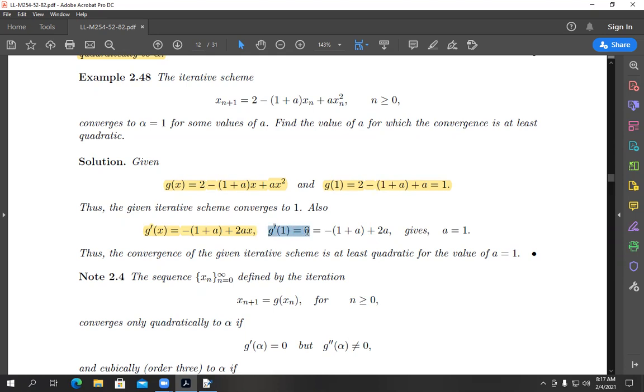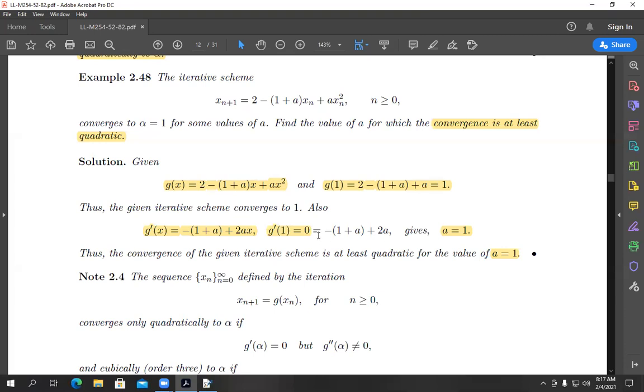So that means you have to put in this formula, in place of x, you put 1 and then set it equal to 0. Why do we set it equal to 0? Because the condition given here is that the convergence is at least quadratic. So when you find g dash here, put x equal to 1, set it equal to 0, simplify, and you will get the value of a equal to 1. This means the convergence of this iterative scheme is at least quadratic for a equal to 1.